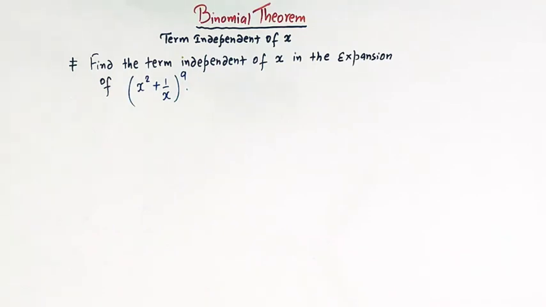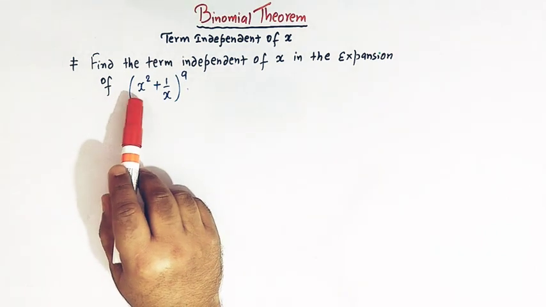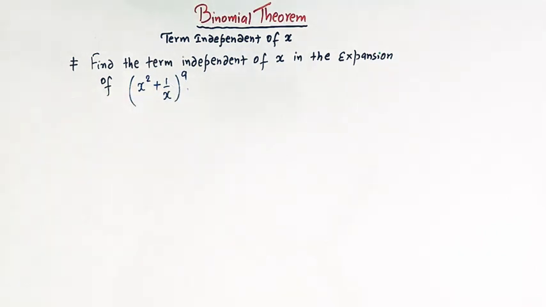Hello viewers, in today's class we are going to discuss one important concept in binomial theorem, the concept of finding a term independent of x. Here we'll calculate the term which is independent of x in the expansion of (x² + 1/x)ⁿ. Let us first see what is the meaning of term independent of x.